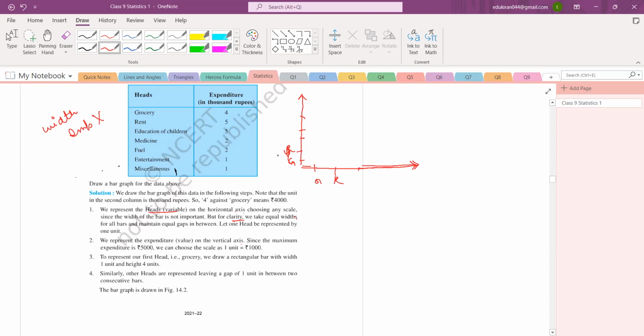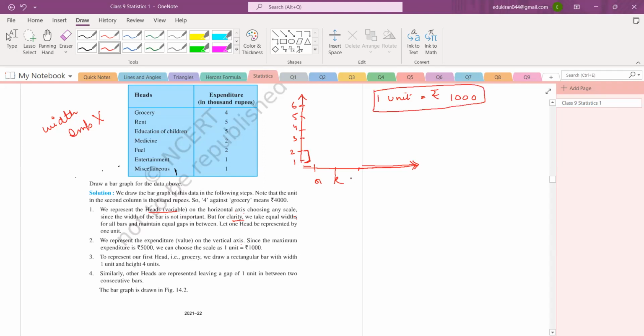Now on the vertical axis, you have to choose a scale first of all. So I'll put 1, 2, 3, 4, 5, and 6. Now I'm saying that if I'm moving from 1 to 2, I'm covering 1 unit, so my 1 unit is equal to rupees 1,000. This is very important. You have to mention what kind of scale you are using.